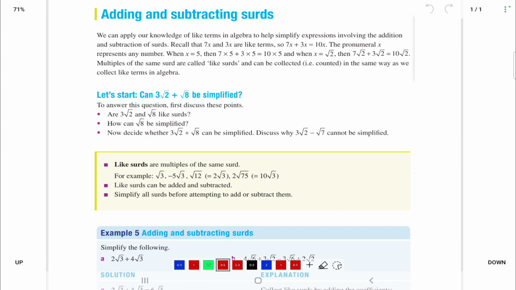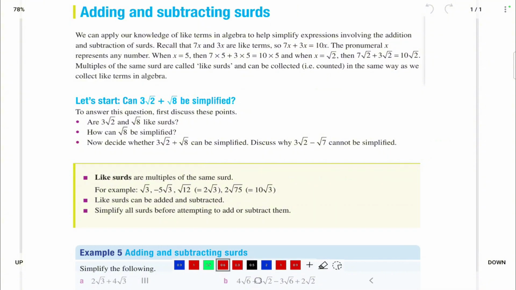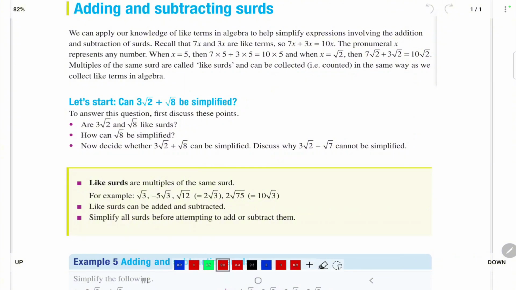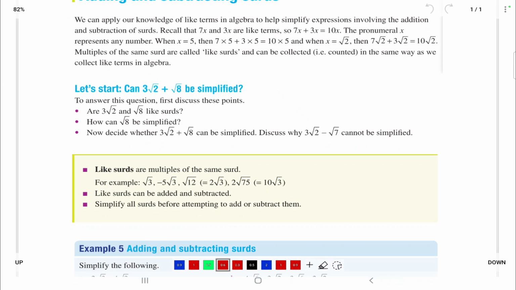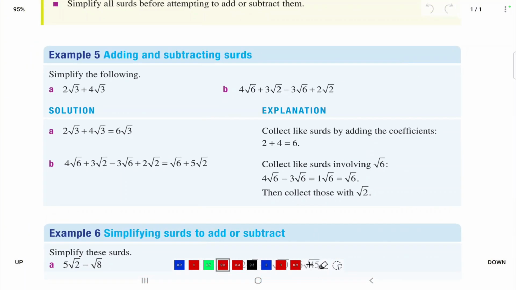Adding and subtracting surds. We can apply our knowledge of like terms in algebra to help simplify expressions involving the addition and subtraction of surds. We highlighted this subject in the last session, and today we are going to solve some examples on this topic. So now I'll take some examples to highlight and clarify the theory.